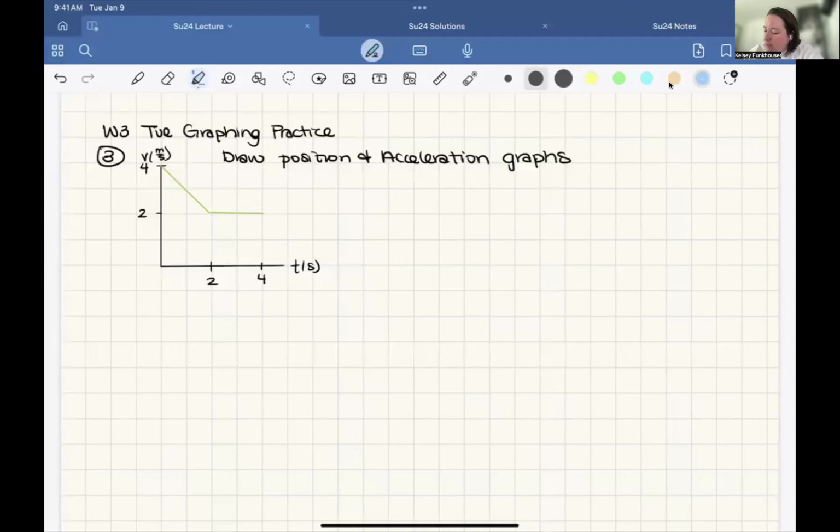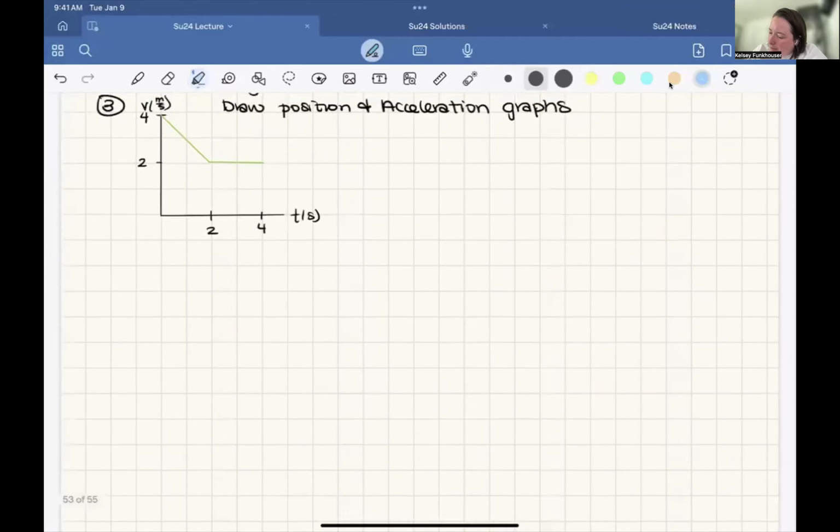And one thing you need for a position graph is to know what the position is at time equals 0. Unless the problem says otherwise, just assume that the initial position is 0, but you should write that somewhere.